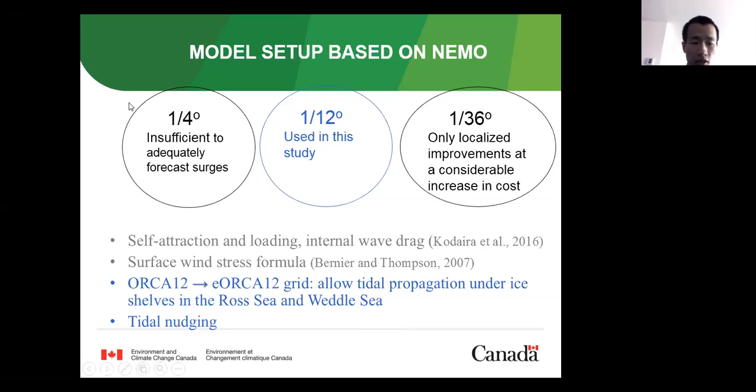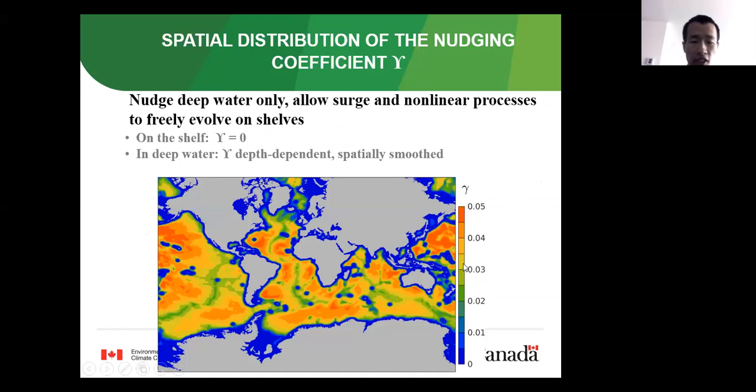Another important change is that we implemented the tidal nudging approach. For the nudging, we only nudge the deep water because we want to allow surge and nonlinear processes to freely evolve on shelves. So we set the nudging coefficient to be 0 on the shelf, and in deep water it's depth dependent.